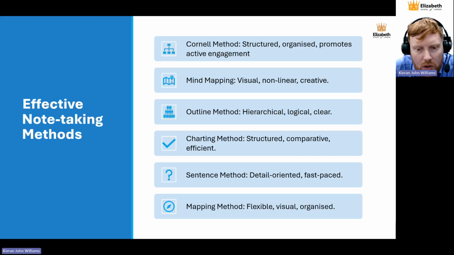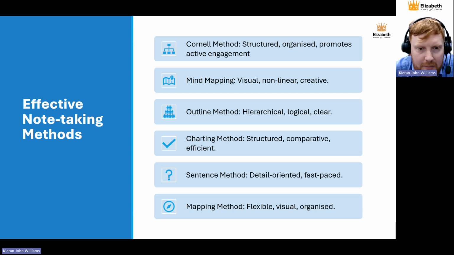Okay, so we are going to have a look at some different methods now of note taking. So 6 different methods. We're going to have a look at the pros and cons of all of them and how you can actually implement them into your studies. So the first one we're going to have a look at is the Cornell method, which is a structured, organized form of note taking, which again promotes active engagement.